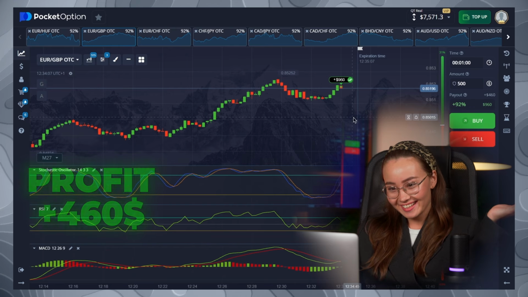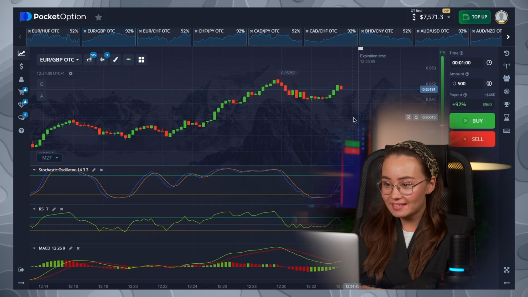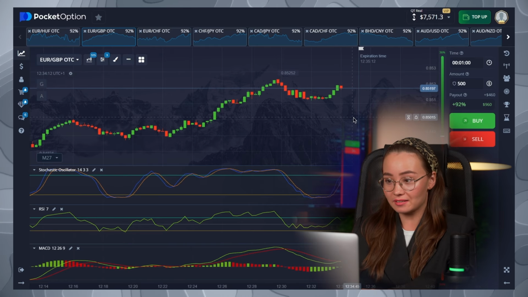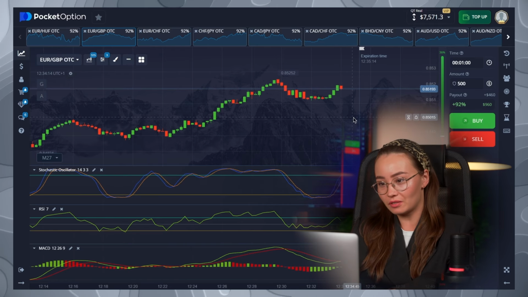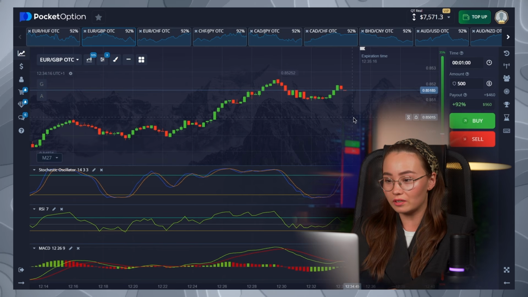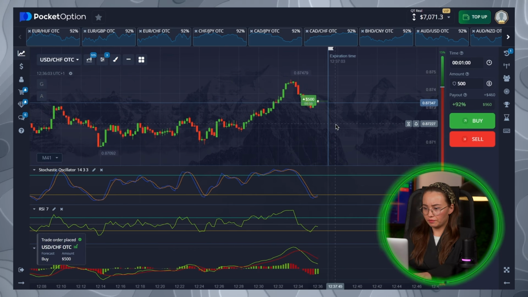Got it. Notice how RSI and Stochastic change their readings. As soon as we hit the upper zone, the trend reverses downward. Open a long trade. Perfect setup.